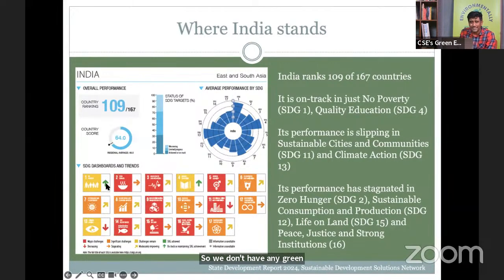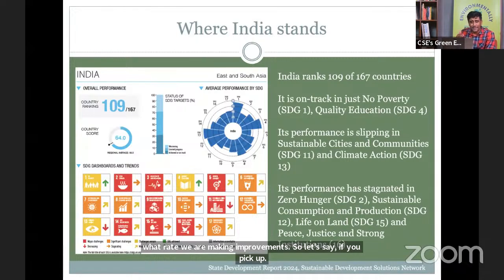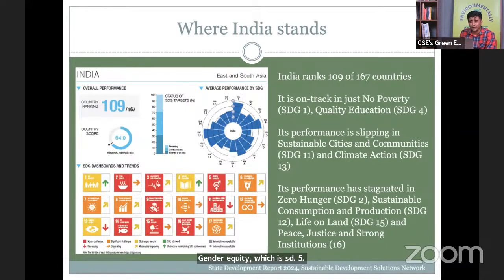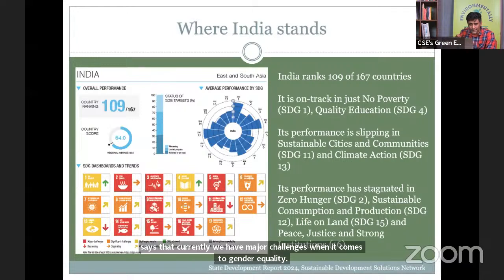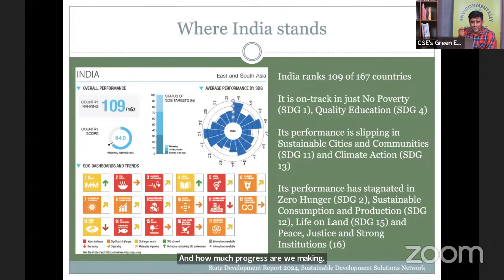And the arrows basically tell us at what rate we are making improvements. So let's say we pick up gender equity, which is SDG 5. It says that currently we have major challenges when it comes to gender equality. And how much progress are we making? The arrow shows that we are moderately improving. So that basically means that we are somewhat making strides, but to begin with, we are really low. So it is much better than what it was in previous years, but still we are in a very crisis-ridden area, and we are making incremental changes slowly and steadily.